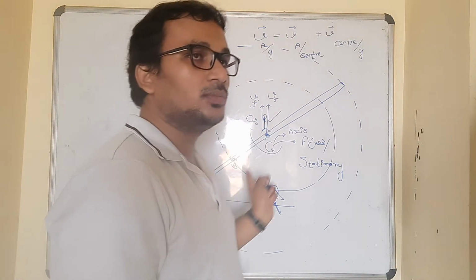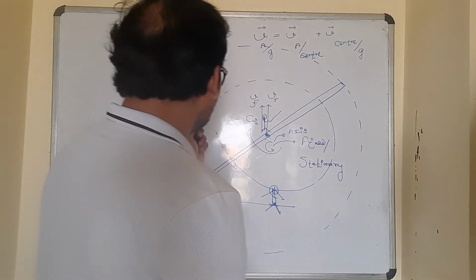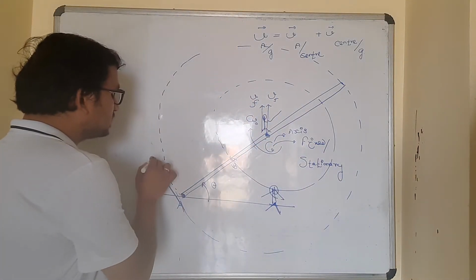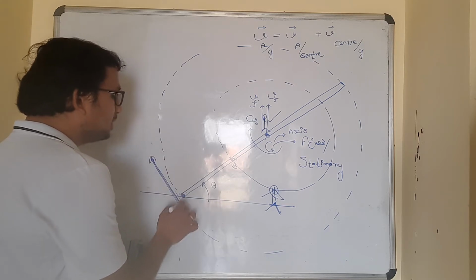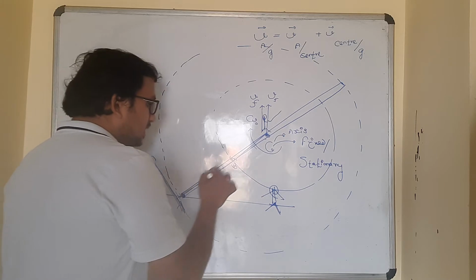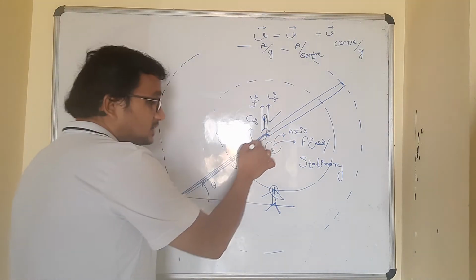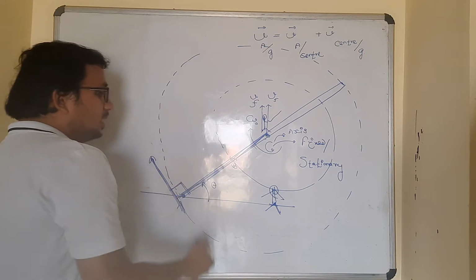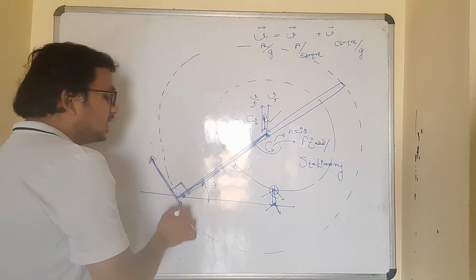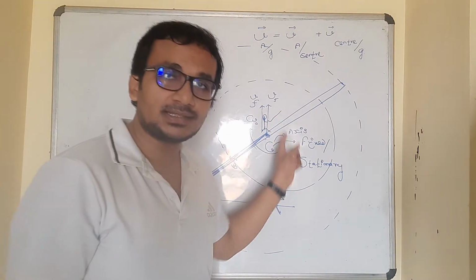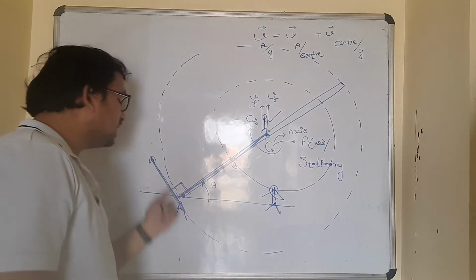If this person observes that point A starts moving in a circle, then whenever any point moves in a circle, in what direction is its velocity? Tangential to the circle. Tangent means perpendicular to the radius. And what is the radius? This part, the length of the rod itself. So perpendicular to the length of the rod will be the velocity of the point A as observed by this person standing on the center.